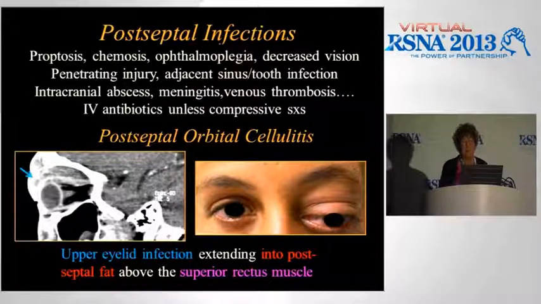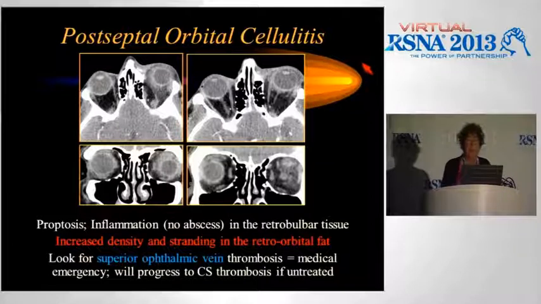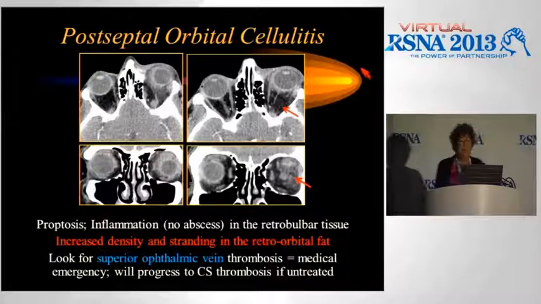So here you have an upper eyelid infection in this young man that extends into the postseptal fat above the superior rectus and the superior oblique musculature, placing the musculature and the globe inferiorly, as you can see in this image. Postseptal orbital cellulitis also occurs. Here again, you can clearly see there's proptosis on the left. There's inflammation but no abscess in the retrobulbar tissues. You can see increased density and stranding here in the retroorbital fat.